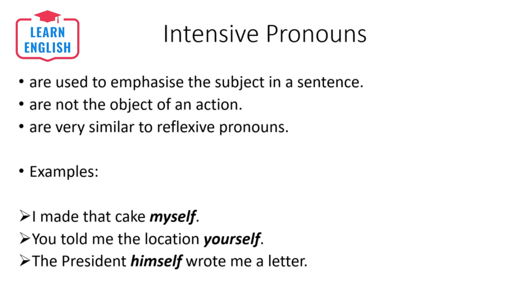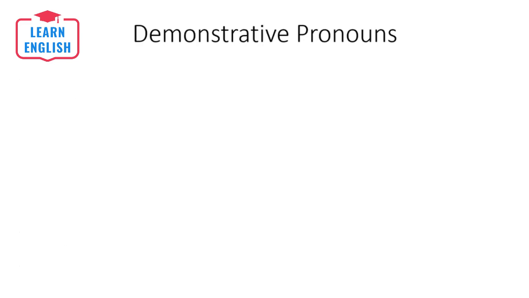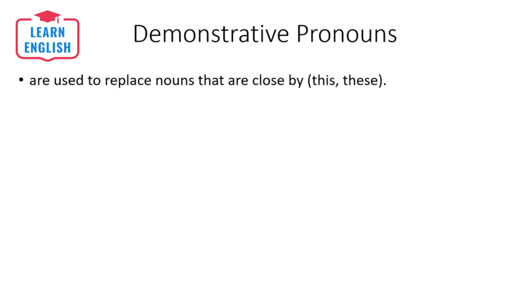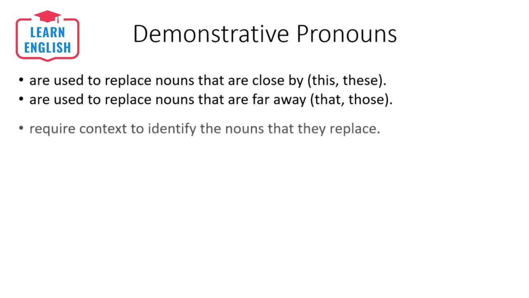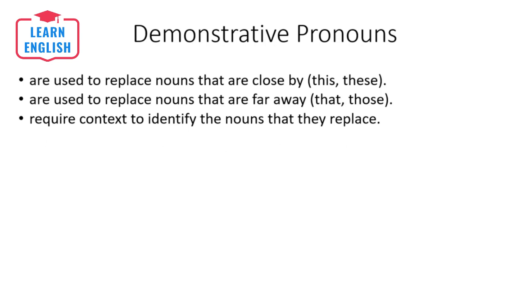And the president himself wrote me a letter. So it emphasizes that the president wrote me a letter. Demonstrative pronouns are used to replace nouns that are close by, so this or these, or they're used to replace nouns that are far away, that and those. They usually require context to identify the nouns that they're replacing.